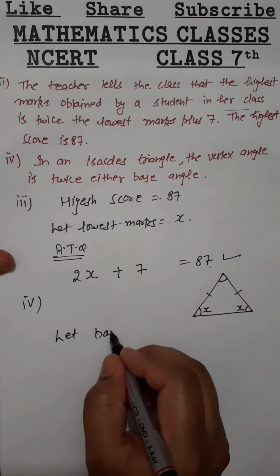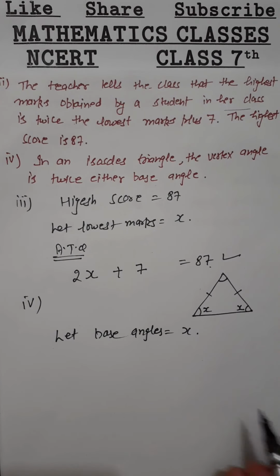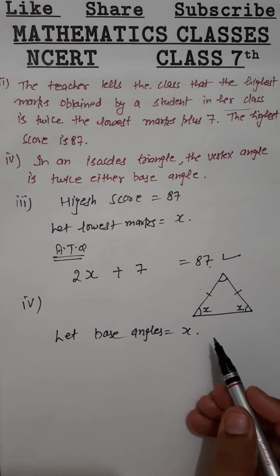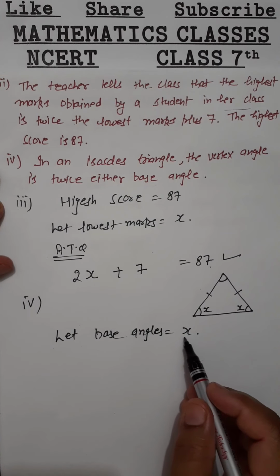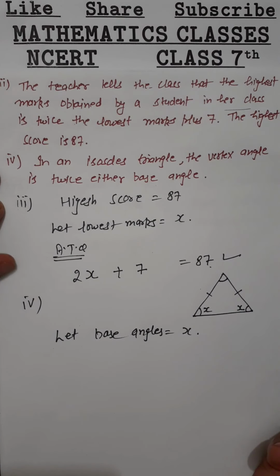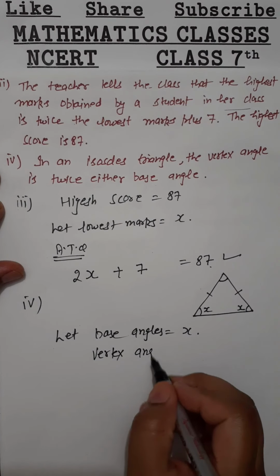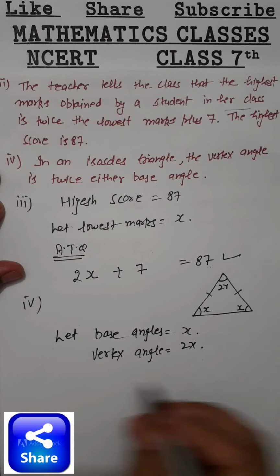Let the base angles be x. We can use another variable here also, y, z, t, a, b, c, as you want. Mostly we will use x. Then the vertex angle is twice of x, double.